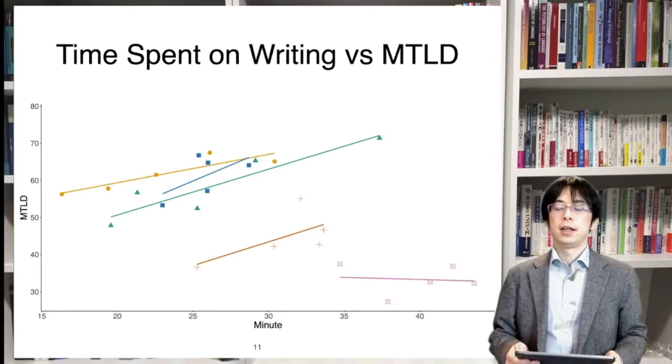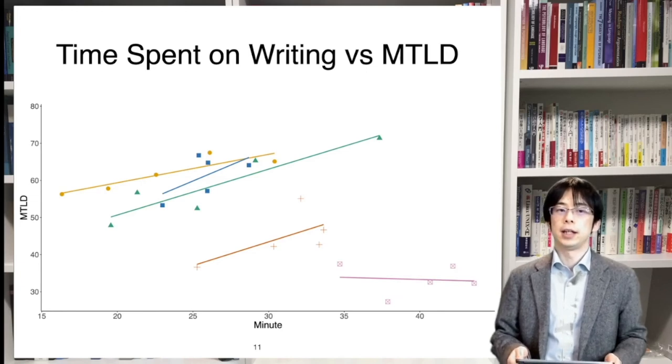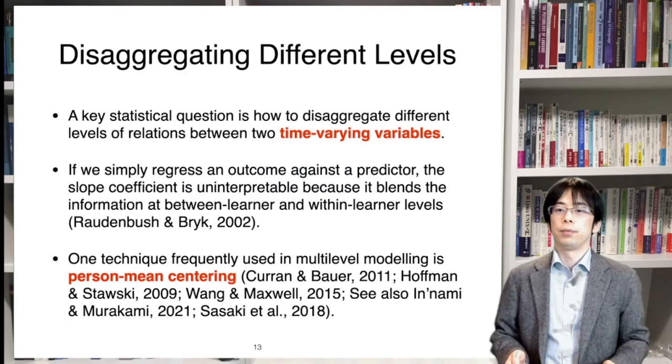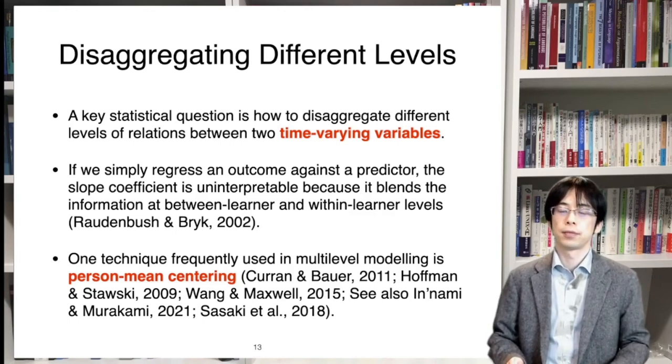In other words, the direction of the relationship between the two variables switched from the between learner level to within learner level. And this is called Simpson's paradox. A key statistical question is how to disaggregate different levels of relationships between two time-varying variables, so the variables whose values change across time within individuals.